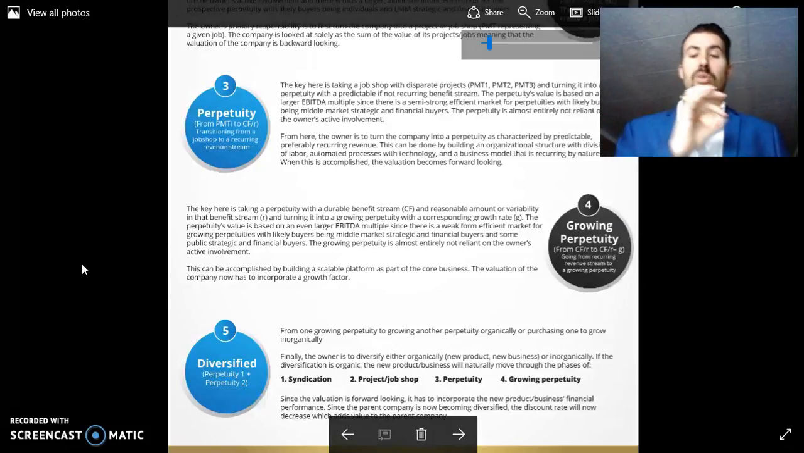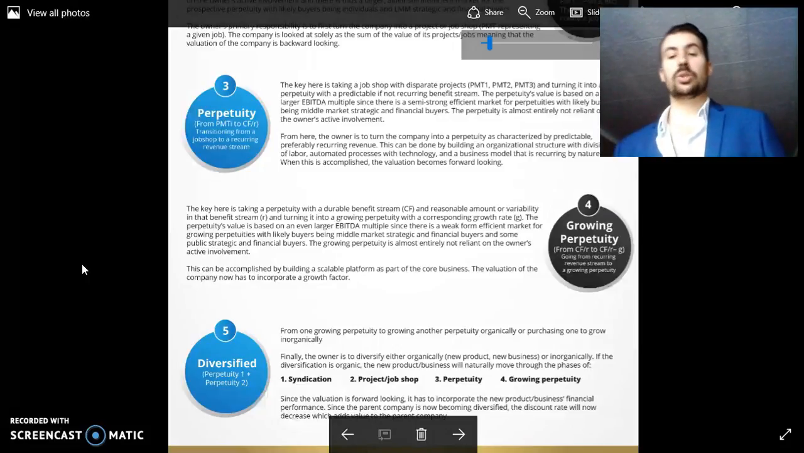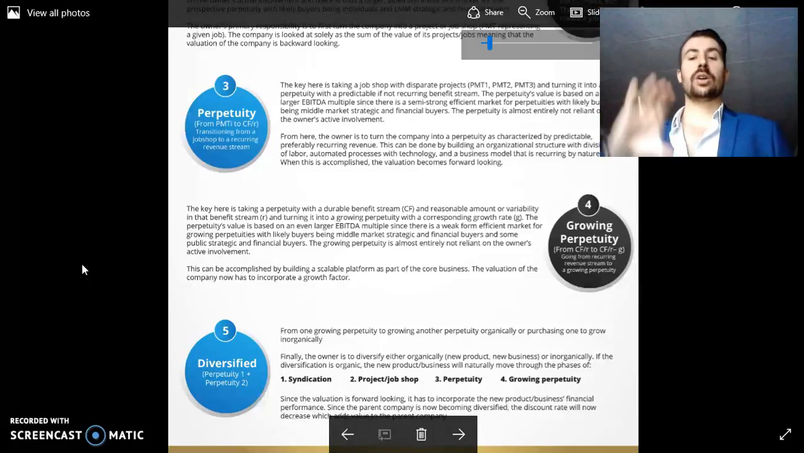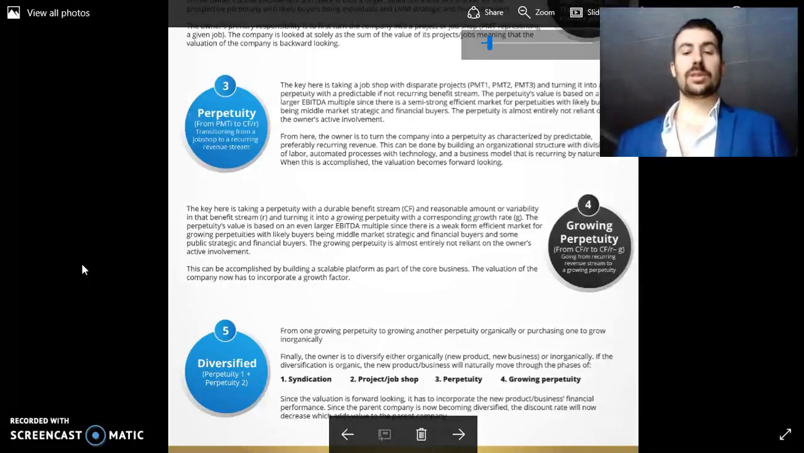So we move and transition from CF over R, the formula for the perpetuity, to CF over R minus G, which is the growing perpetuity. That G is the growth rate associated with the growing perpetuity, which decreases R, our denominator, which makes our valuation of the perpetuity higher when we decrease the denominator. So we're going from a recurring revenue stream to a growing perpetuity, or a growing recurring revenue stream, is ultimately what we're looking for.